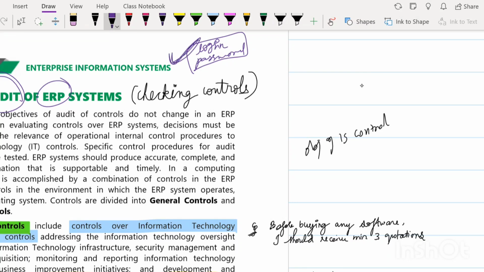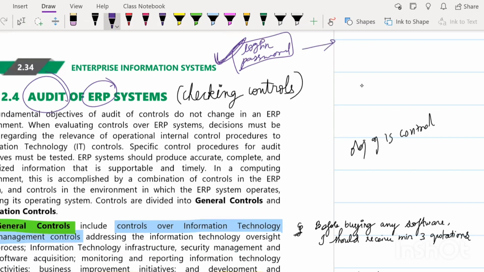Maybe you can put a wrong login password and see, and if it doesn't get entered, then it's right, it's working fine. If even though you have put a wrong password or a wrong login username, it still enters you into the system, then that's a failure of control. So you have to check controls of the ERP system. This checking of controls of the ERP system is what is known as the audit of ERP system.